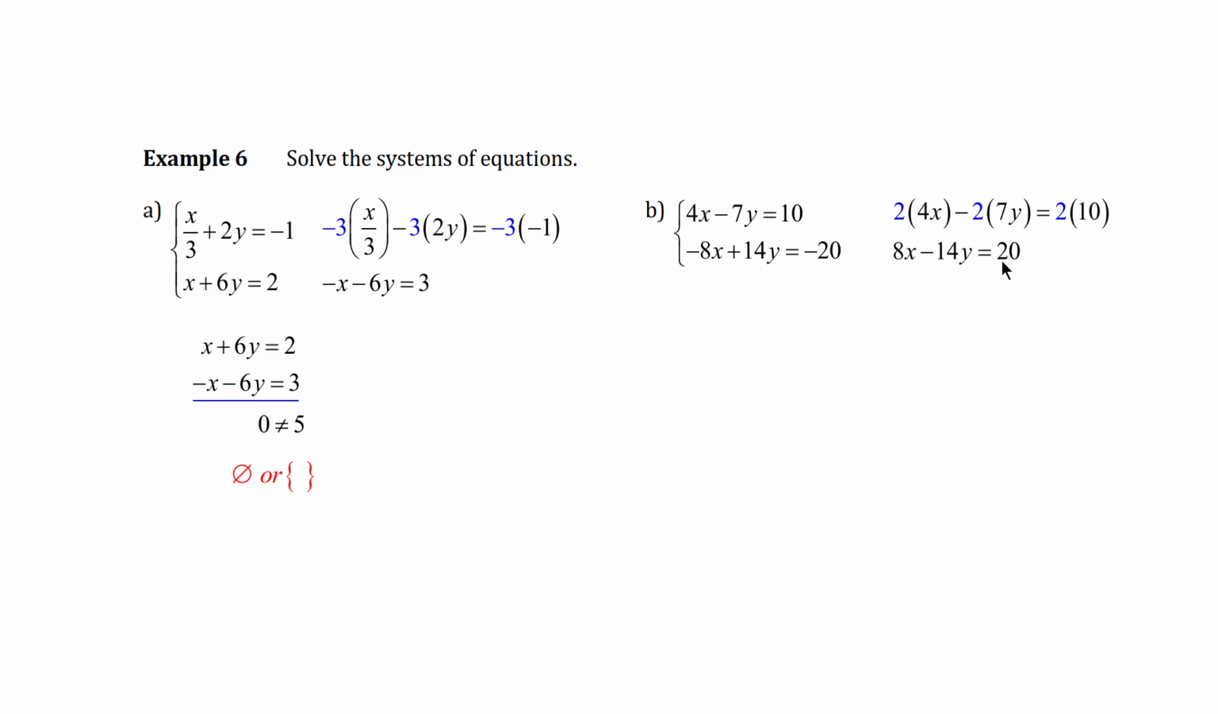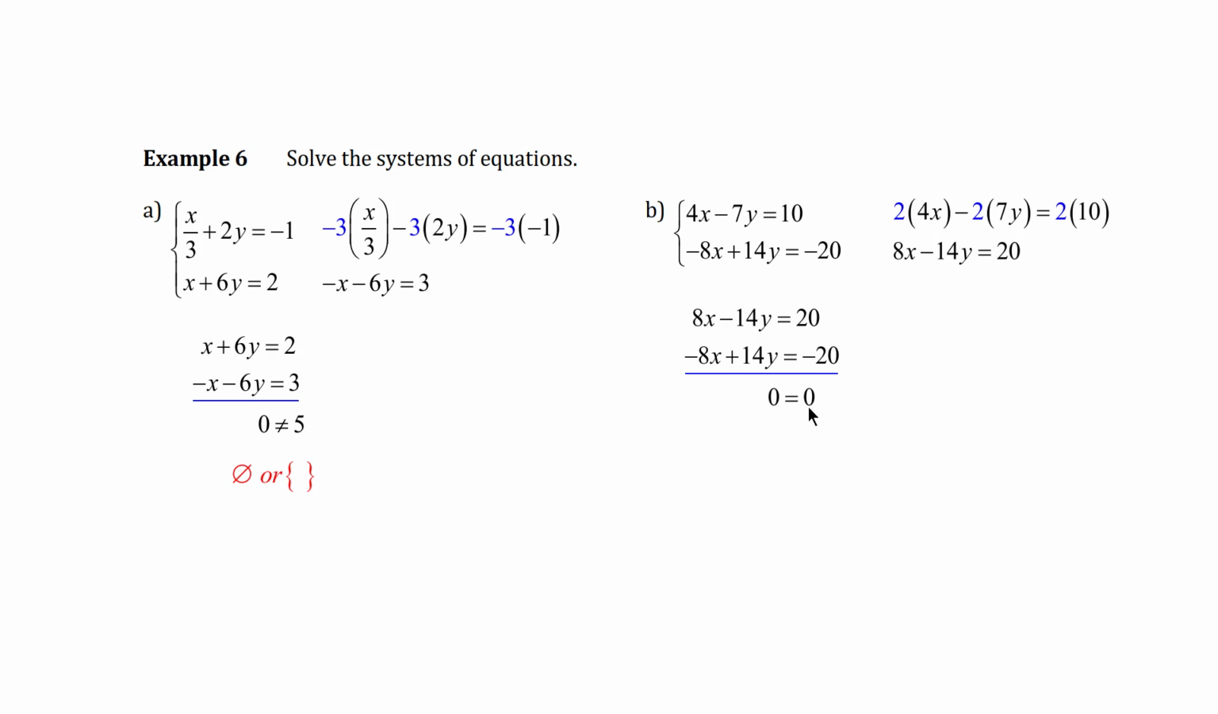Next, we go ahead and do the elimination, so we add the two equations together. Simplifying the left-hand side, 8x minus 8x cancels out, minus 14 plus 14 cancels out, so we have 0. On the right-hand side, we have 20 minus 20 gives us 0. The result is 0 equals 0, which is a true statement. This means we have an infinite number of solutions for the system. So we have two different ways that we could write our final answer.